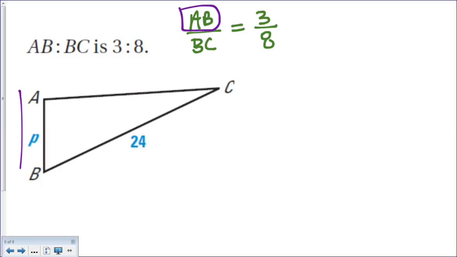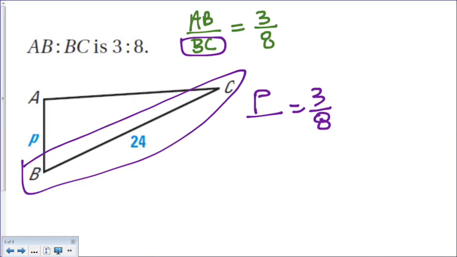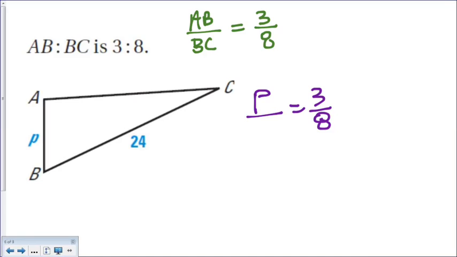Well, AB is right here, right? AB is that segment, which is P. So we don't know what that is, so I'll put P there. Okay, so I still have 3/8 over there. Okay, and then BC is right here, and so it's 24. Okay, so P over 24 equals 3 to 8.